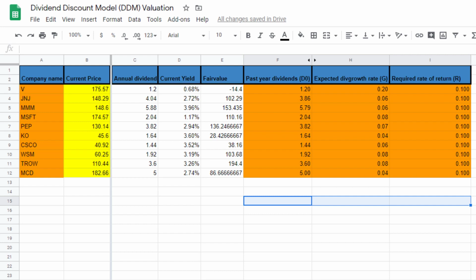So in order to come up with these numbers we need past year's dividends, the expected dividend growth rate and the required rate of return. In the next part you will learn where to get those numbers from.